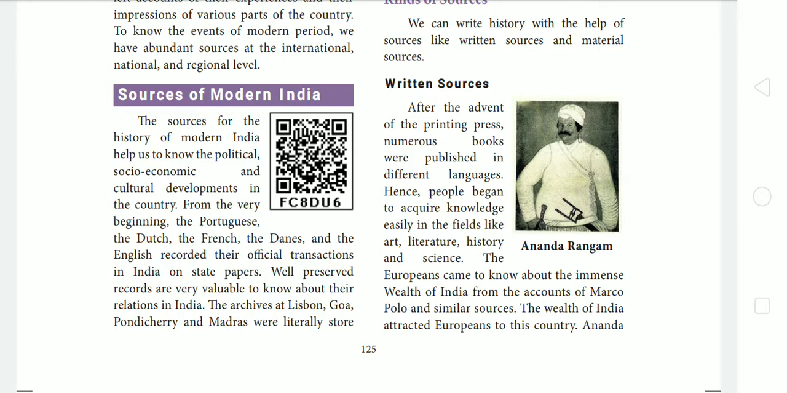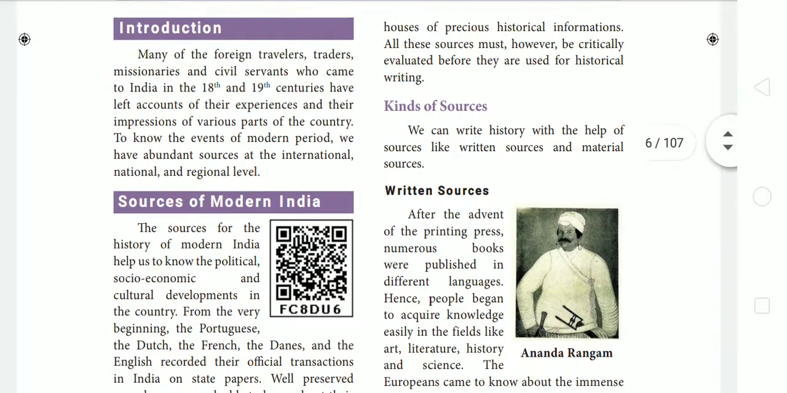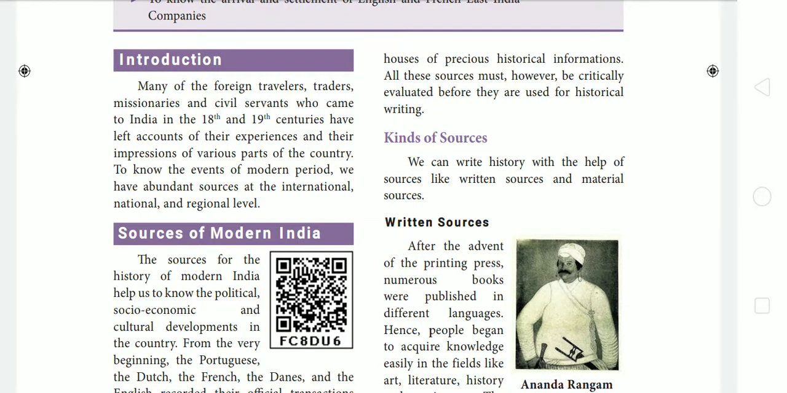The archives at Lisbon, Goa, Pondicherry and Madras were literally storehouses of precious historical information. What is meant by archives? The archives are the place where the historical documents and records were kept. These archives are located at Lisbon, Goa, Pondicherry and Madras. All these sources must, however, be critically evaluated before they are used for historical writing.